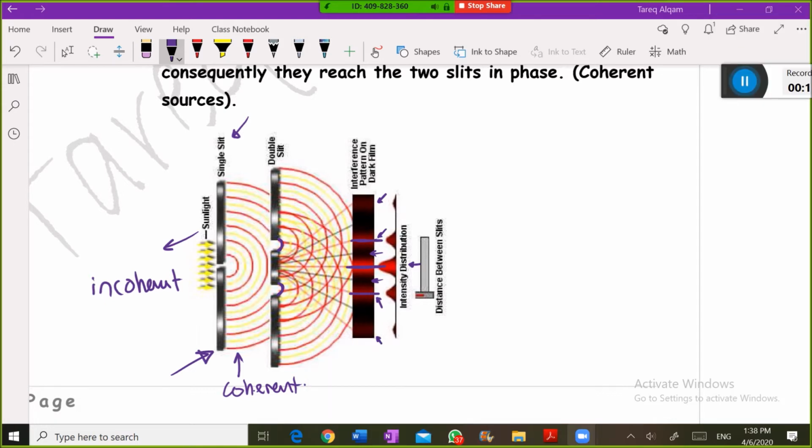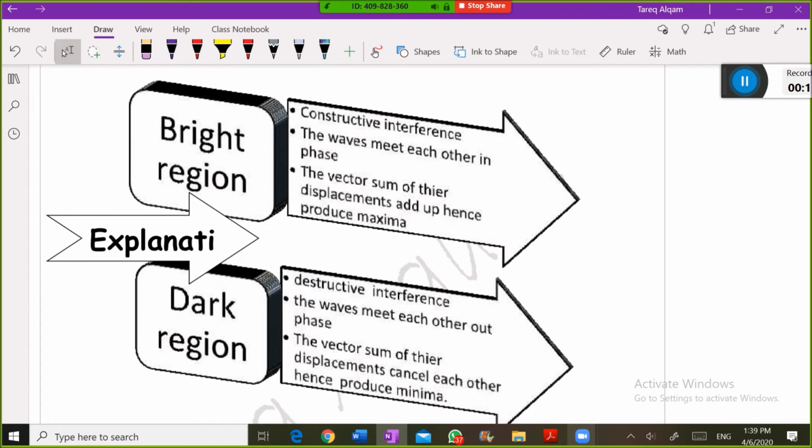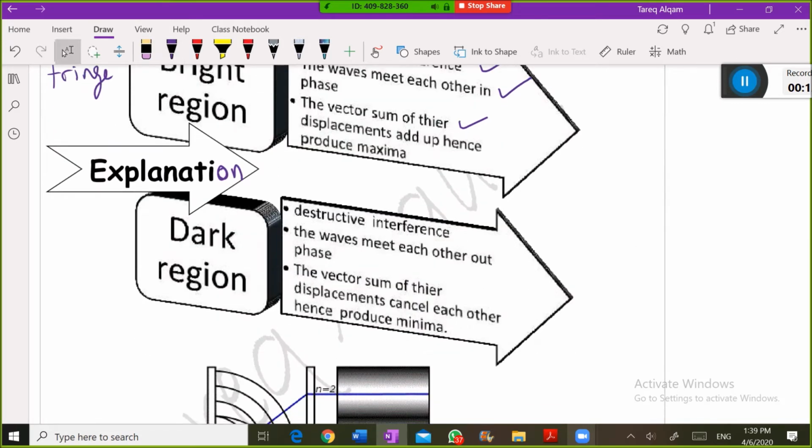Now we said the interference here, as a result of this double slit, the waves diffract, so they meet at certain points. These points are dark regions and bright regions. Now this is the explanation. A bright region might also be called a fringe. Okay, guys, bright fringe or bright region. The explanation for that: constructive interference, the waves meet each other in phase, the vector sum of their displacements adds up, hence they produce what? Maxima. In the dark region, there's destructive interference. The waves meet out of phase or in antiphase.